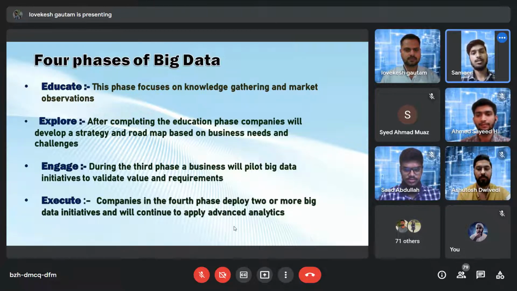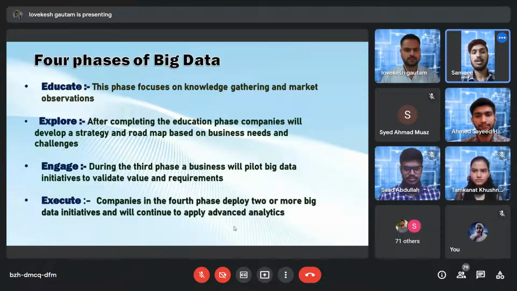And in the fourth phase, companies deploy two or more big data initiatives and will continue to apply advanced analytics.